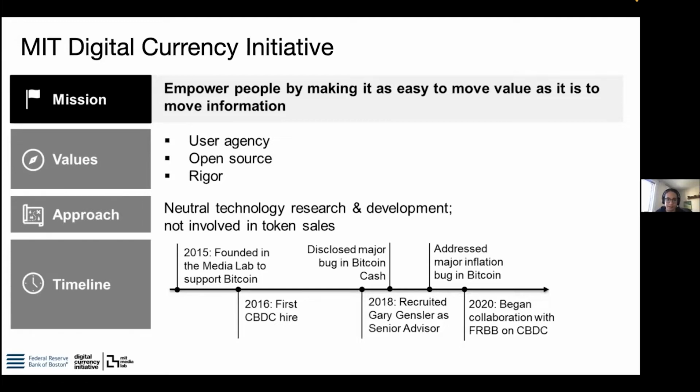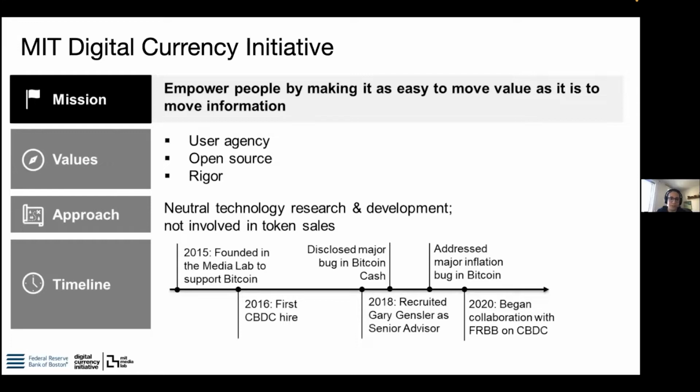The values that we usually imbue in our work are user agency. We focus a lot on giving users control of their own data and thinking very carefully about privacy. Open source: everything we do, we release open source. And rigor, so bringing MIT to the game to try to define strong benchmarks, strong comparison metrics, and to elevate the conversation around the technology.